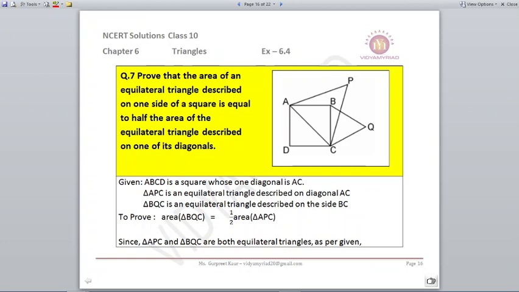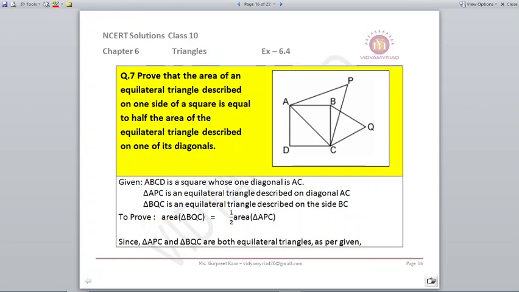Prove that the area of an equilateral triangle described on one side of a square is equal to half the area of the equilateral triangle described on one of its diagonal. Now look at the figure very carefully. Here ABCD is a square whose diagonal is AC. You have triangle APC, which is an equilateral triangle on AC, and we have a triangle BQC which is on the side BC. We need to prove that area of triangle BQC is equal to half the area of triangle APC. So let us work on this.